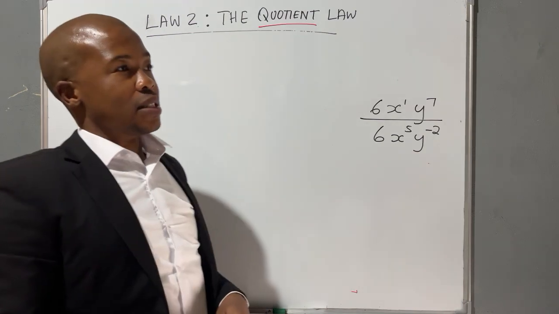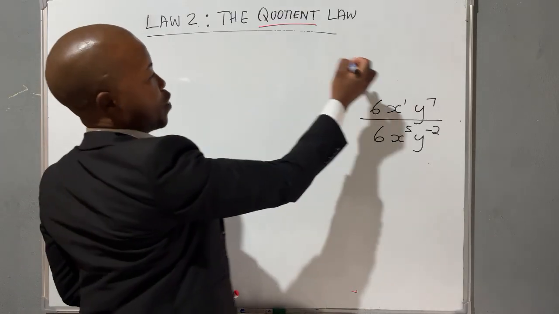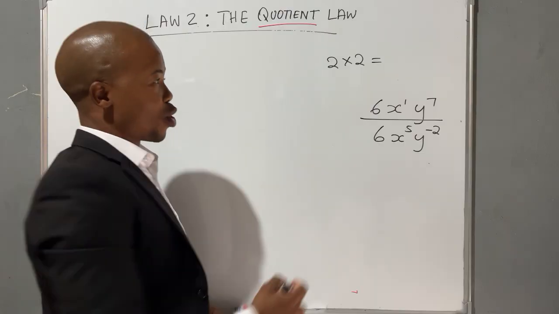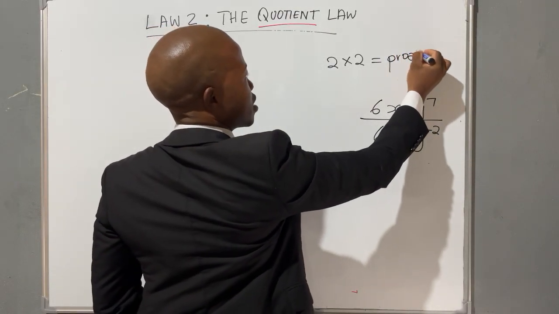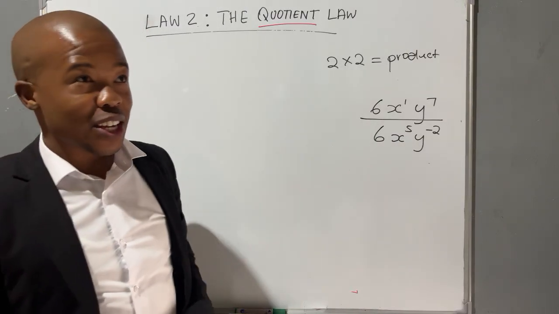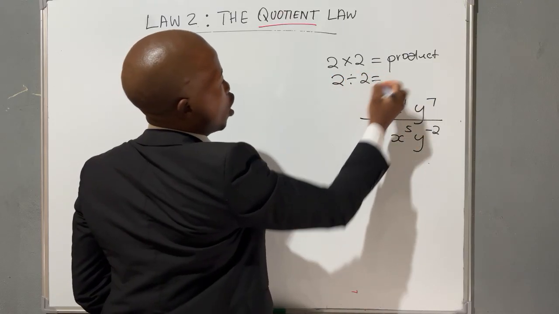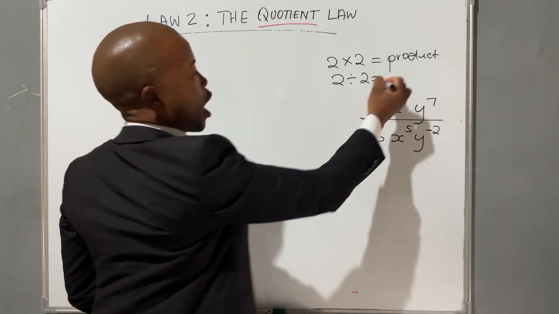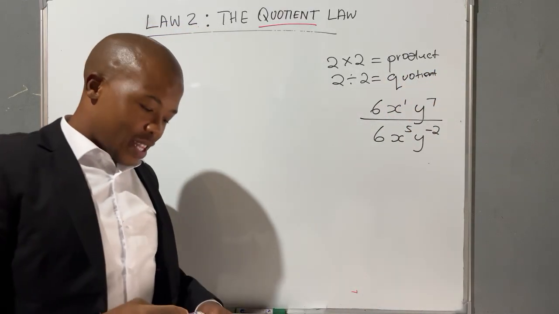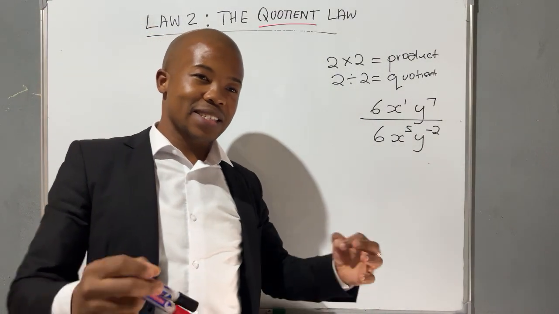Now, let's look at this word quotient. I said that when we multiply things in mathematics, for example, 2 times 2, the result will be what we call a product. Now, again, in mathematics, when we divide things, for example, 2 divided by 2, the result will be what we call a quotient. In other words, this second law involves dividing things.